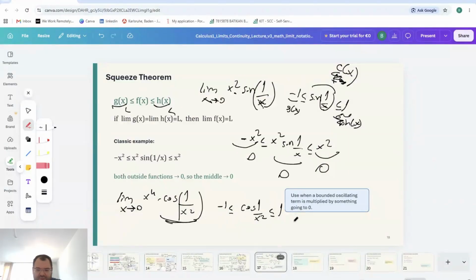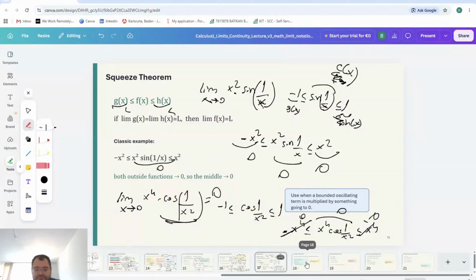We need to multiply all sides with x to the power of 4. So minus x to the power of 4 is smaller than or equal to x to the power of 4 cosine of 1 over x squared, which is smaller than or equal to x to the power of 4. So when x goes to 0, this is going to 0, and this is going to 0. So this must also go to 0, which is the answer for this problem. And for this one it is also 0.